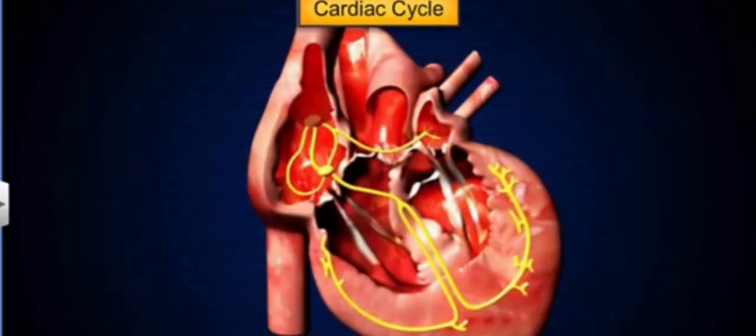Dear children, in this module we learnt that a heartbeat involves a sequence of events called the cardiac cycle. The different events or phases in a cardiac cycle are joint diastole, the atrial systole, ventricular systole, followed by joint diastole. Thank you.